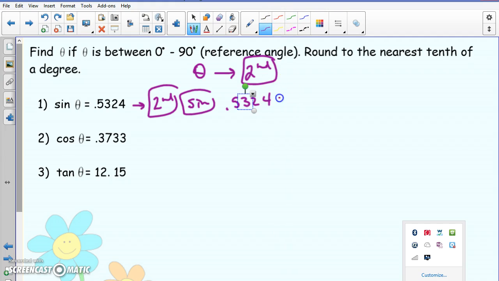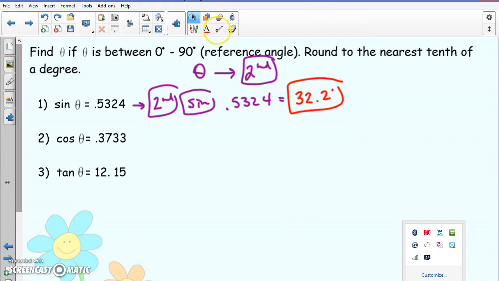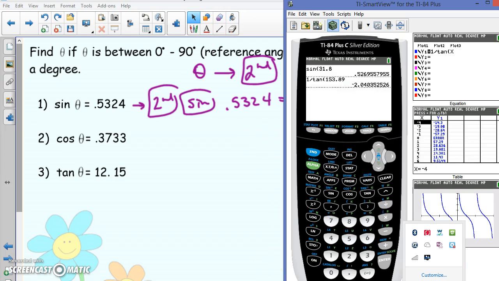Hit the sine button and type in the decimal. Okay, and I'll show you in a second, but once we type it in, we should get a degree value, and we're going to go out 1 decimal place, 32.2. Okay, so let's show it on your calculator here. Since I'm looking for theta, I hit the second key, hit sine, so then we're taking the inverse of that, and then I type in 0.5324, and then hit enter, and we get 32.2.